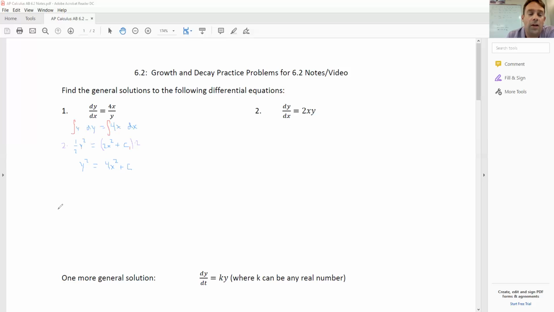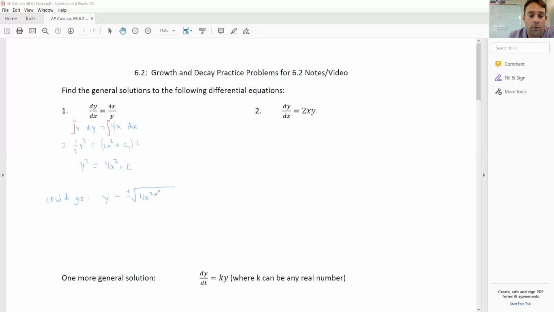Now, eventually, we'd want to go a little bit further if we could. If we can get y by itself, we'd want to. I won't worry about it today, but I do want you guys to kind of see how we can get y by itself. If we just take a square root of both sides, we end up with plus or minus the square root of 4x squared plus c.